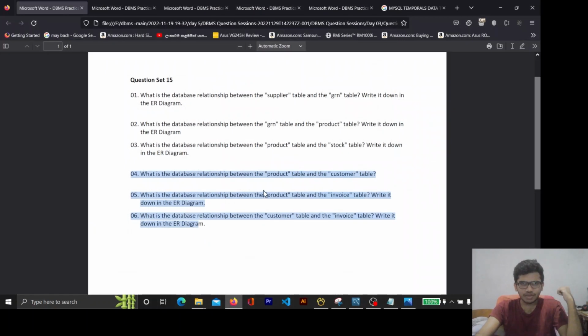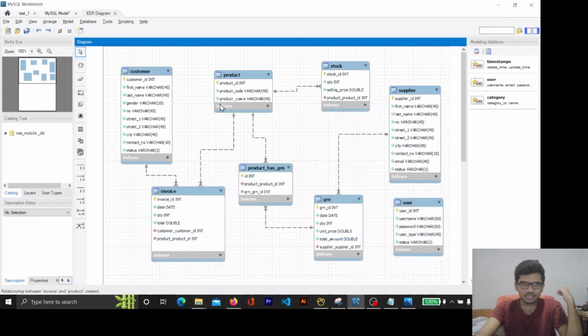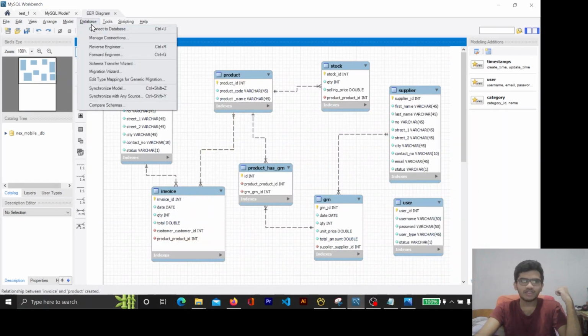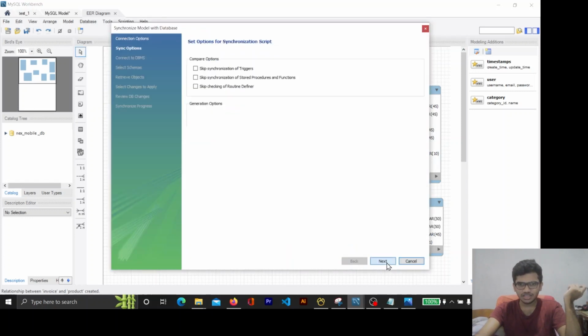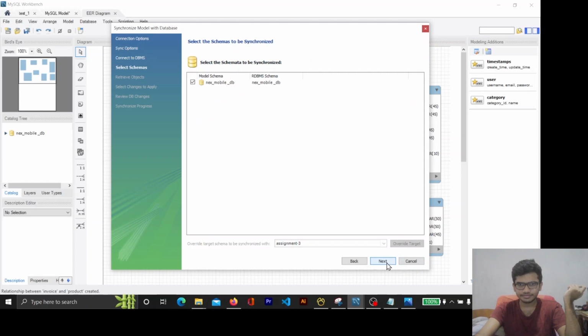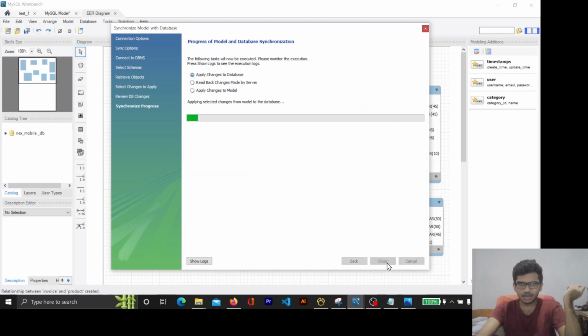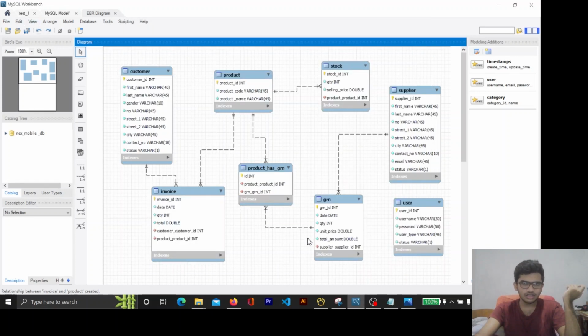So I have recapped all these questions, so let's synchronize this model. If you are creating this database for the first time, select forward engineer. Since I'm not doing this for the first time, I will select synchronize model. Don't change any of this, click next. And I think I have created the database successfully.